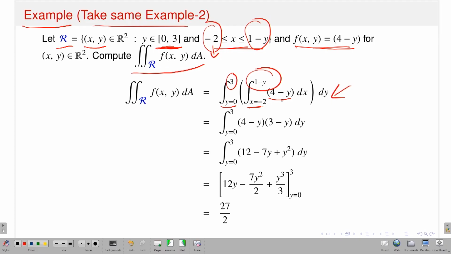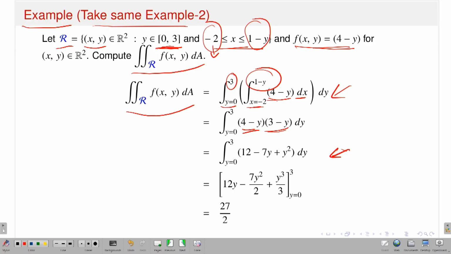Now of course I am integrating with respect to x, keeping y constant, which means 4 minus y will come out. You perform the x integral, that means dx, and the value is 1 minus y minus (-2), which gives 3 minus y, and then you just perform the y integral. So if you do that, you will be able to calculate your double integral.